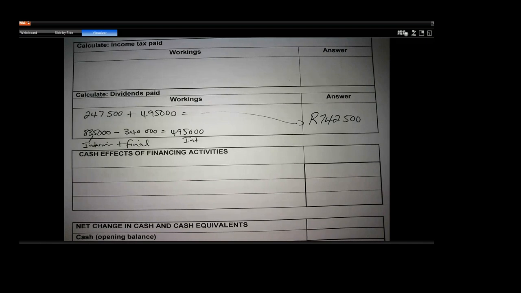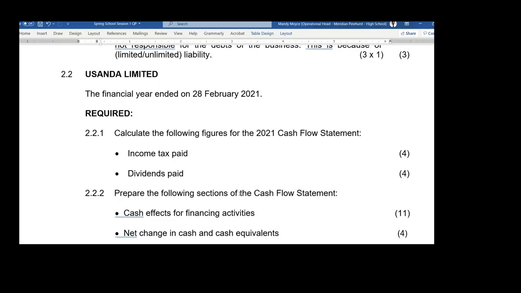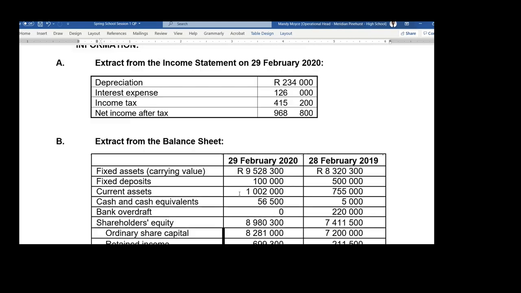And then the rest is really, really not that difficult. So now I'm going to go back to activity one and I'm bouncing between activity one and activity two. I want to work out income tax paid. I need three amounts to do that, okay? If I want to work out income tax paid, I need three amounts. I'm going to need the income tax amount.